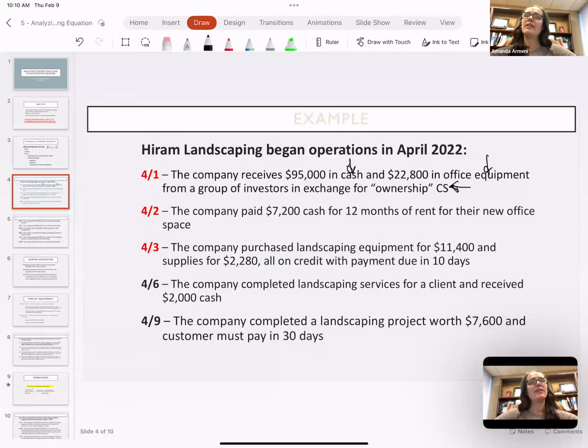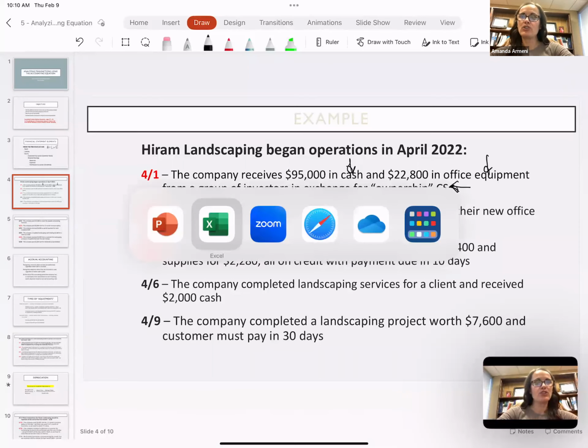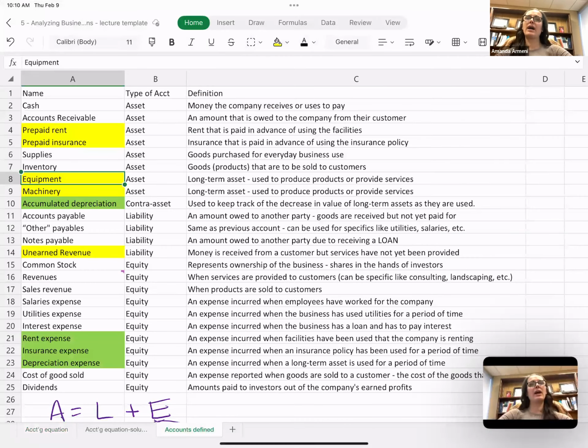Now, April 2nd, the company paid $7,200 cash for 12 months of rent for their new office space. What this transaction shows is that we are essentially paying for future rent. It's not rent that we've already incurred. It's for future rent. 12 months of rent is being paid here on April 2nd. This is not something that we've identified in the previous lesson, so we can go over to our accounts and think about what account name would make the most sense.